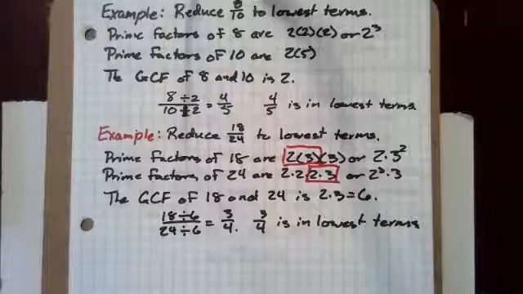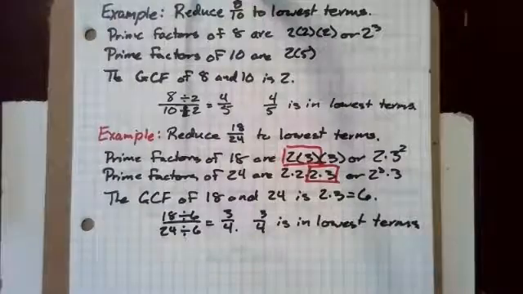Now we want to reduce 18/24 to lowest terms. Prime factors of 18 are 2, 3, and 3. And prime factors of 24 are 2, 2, 2, and 3. So the greatest common factor of 18 and 24 is 2 times 3, which is 6. 18 divided by 6 is 3. 24 divided by 6 is 4. 3/4 is in lowest terms.